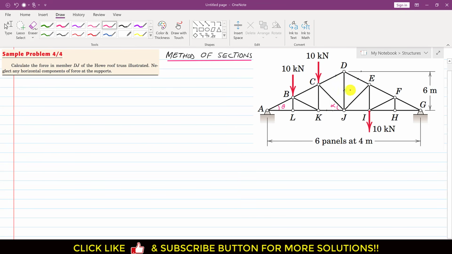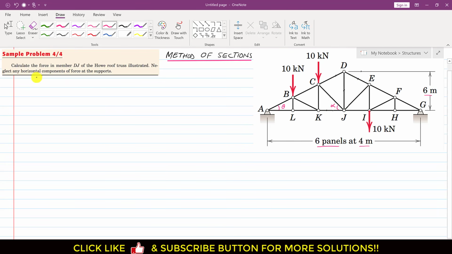We are given this DJ member length as 6 meters, and it is said that from A to G we have 6 panels at 4 meters. So this AL length is 4 meters, and LK and all these members have 4 meter lengths. Now first we need to find this theta, which we can find by using the triangle ADJ.